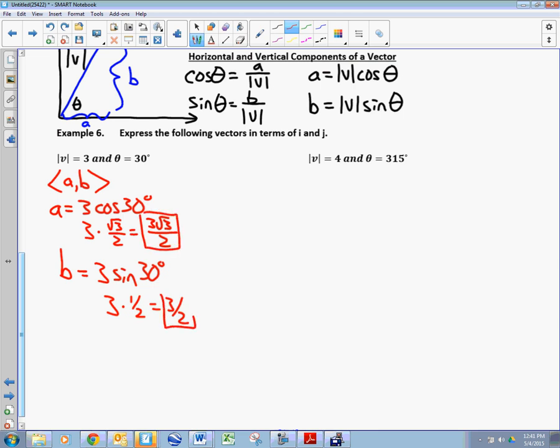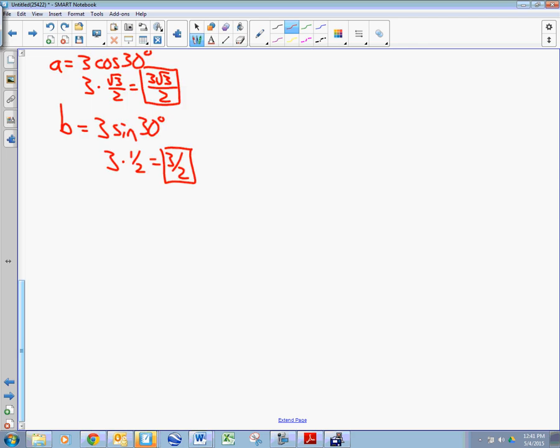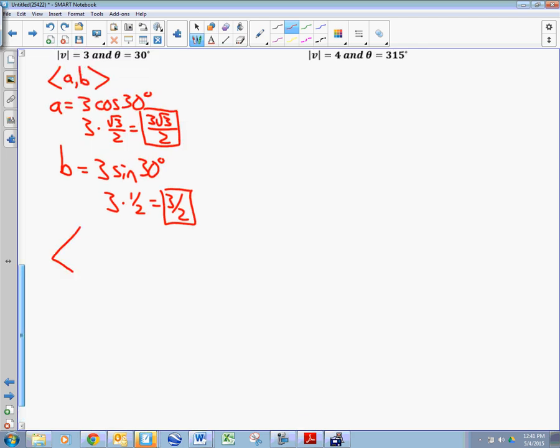So you can see these two pieces. What I'm going to do is write it in component form. So I have 3 roots of 3 over 2, comma, 3 over 2. And then I will write it in terms of i and j: 3 roots of 3 over 2 i, plus 3 over 2 j.